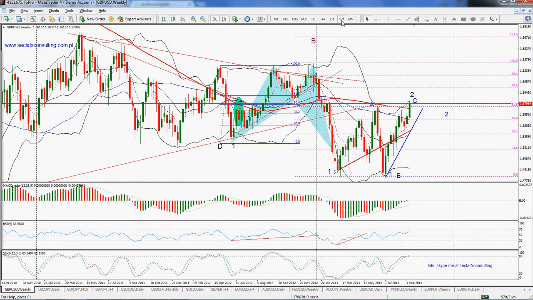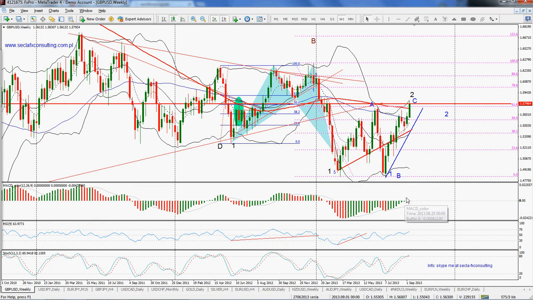Okay, but the market at the beginning reacted to this 61.8, or to this moving average 200, but broke through this level. Now the question is whether the market is willing to react to this 78.6 level. So that is the question.